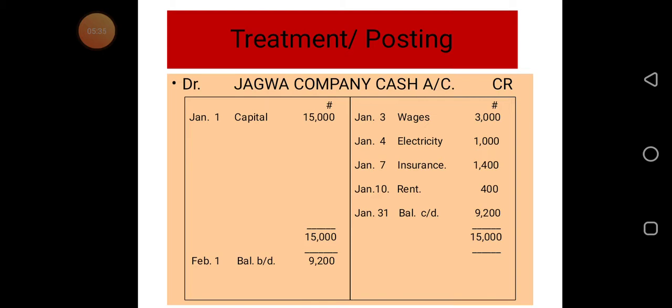On the 4th, electricity of 1,000. On the 7th, insurance of 1,400. On the 10th, rent of 400 naira. Having said that, we also have the January 31 balance carried down.